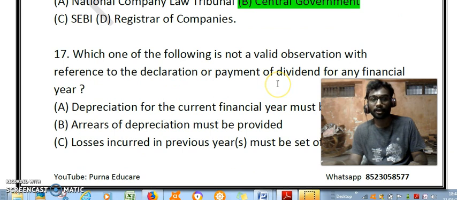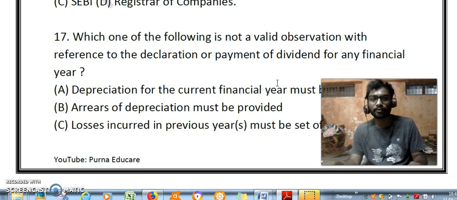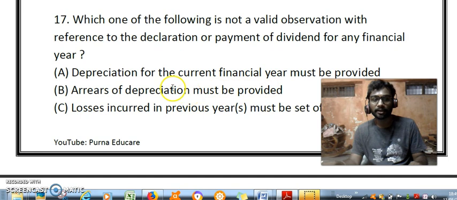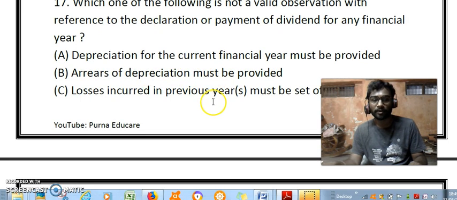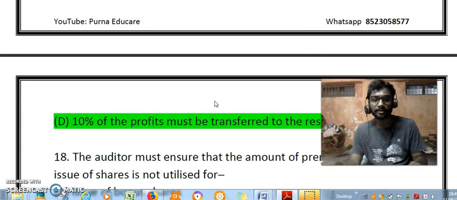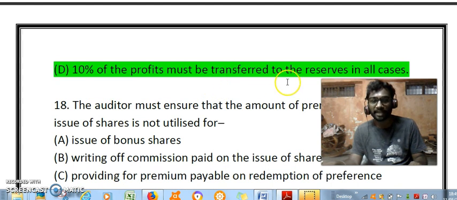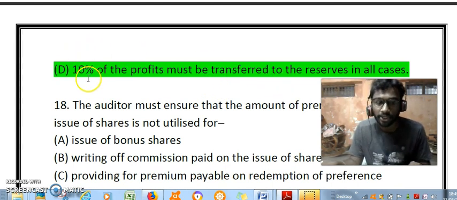Next, which one of the following is not a valid observation with reference to the declaration or the payment of dividend for any financial year? Depreciation for the current financial year must be provided. Arrears of the depreciation must be provided. Losses incurred in the previous year must be set off. 10% of profits must be transferred to the reserves in all the cases. So this is not a correct observation as per my understanding.